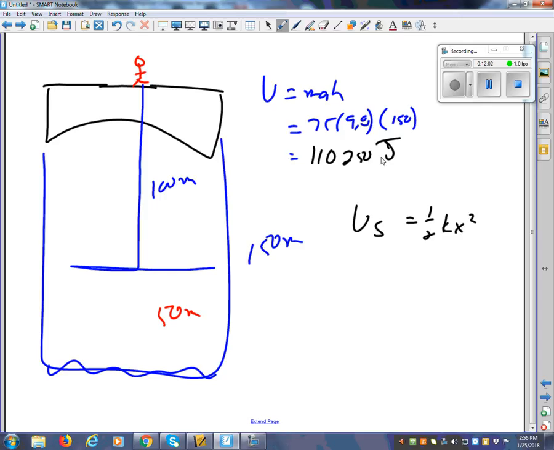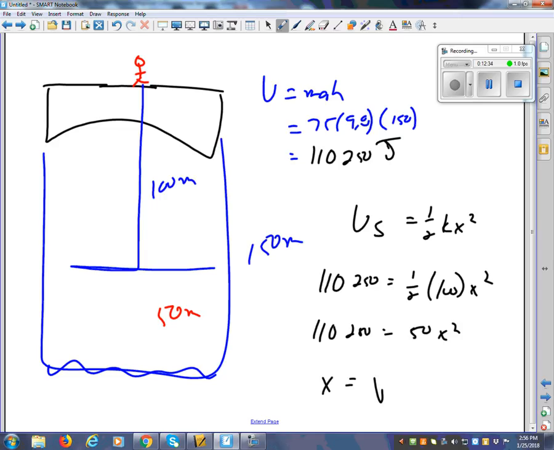All of this potential energy has to go into spring potential. How far is the spring going to stretch? 110,250. It's really quite simple when you are showing the work. What's the coefficient here? The k value? 100? Okay. So we got 110,250. Half of 100 is 50x squared. So x is the square root of 110,250 divided by 50.